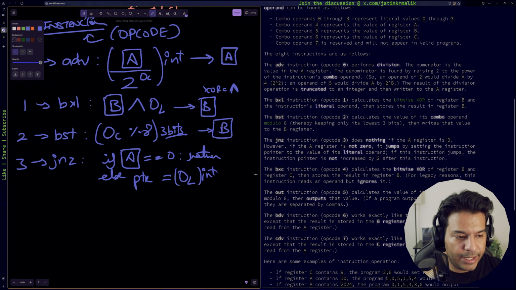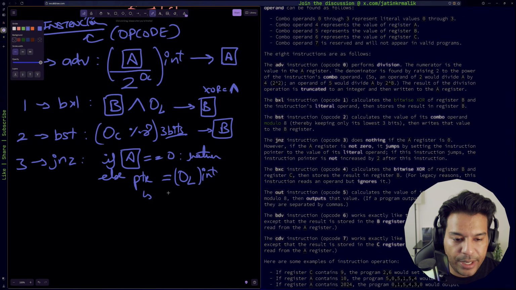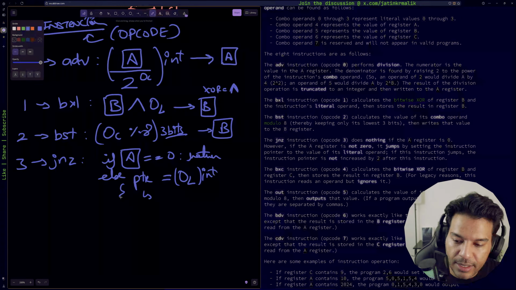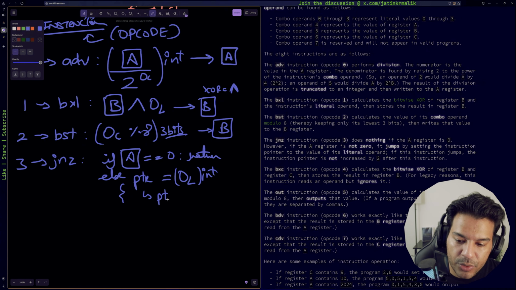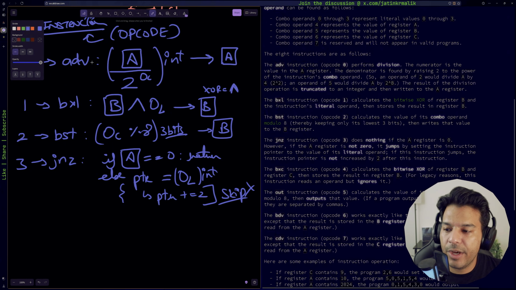This is not super clear to me, but I guess we'll just have to write it down. So in the next step, when you move the pointer, it is saying that it will not be increased by 2 after this instruction. So in the loop, when the time comes to increment the pointer, where we were doing pointer plus equals 2, we will probably skip that and not do it. Okay, moving on.